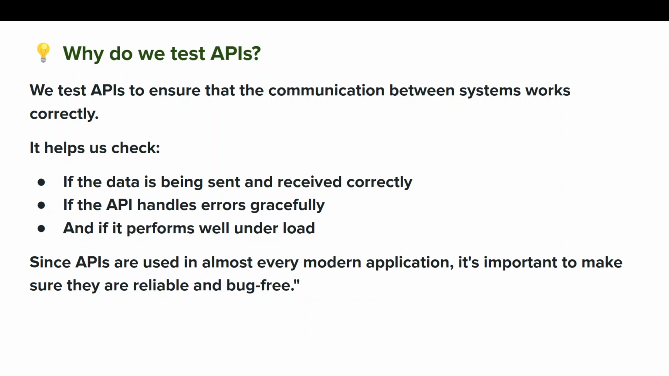And why do we test APIs? We test APIs to ensure that the communication between systems works correctly. API testing also helps us to check if the data being sent and received is correct or not. Especially in client and server architecture, whenever the data exchange happens in the form of requests and responses, that is done via API. And that's why API testing is important. There should not be any error while transmitting this information.